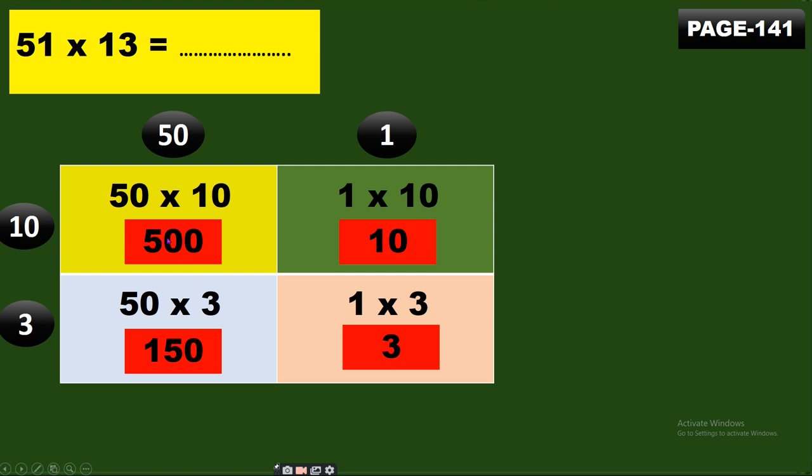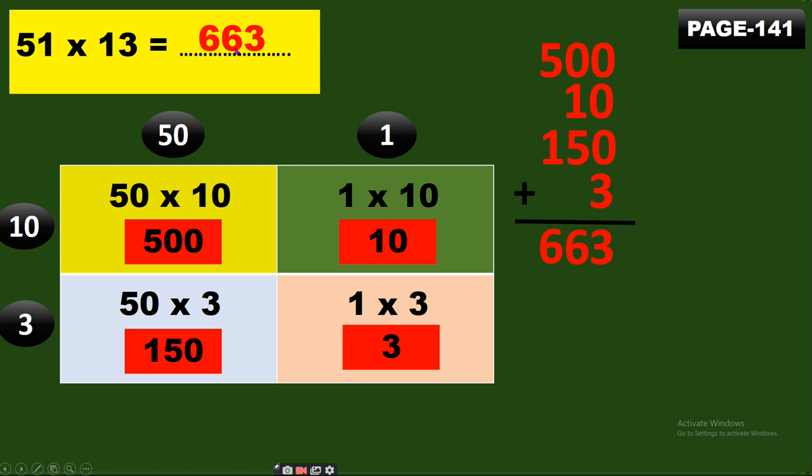Plus karenge, 500 plus 10 plus 150 plus 3. So 0 plus 0 plus 0 plus 3. So 3 and 0 plus 1 plus 5, 6 and 1 plus 5, 6. So 51 multiply by 13 equals 663. Next question.